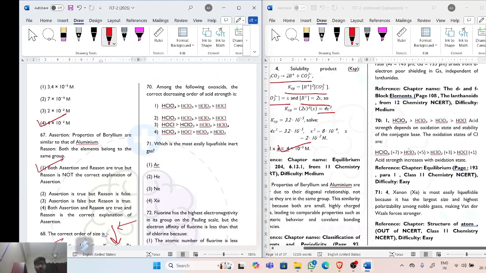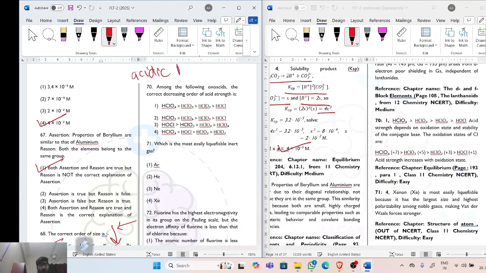Among the following oxoacids, the correct decreasing order of acidic strength is: we are given HClO4, HClO3, HClO2 and HOCl. So let's check. We know when the oxidation state of an acid increases, its acidic property increases.